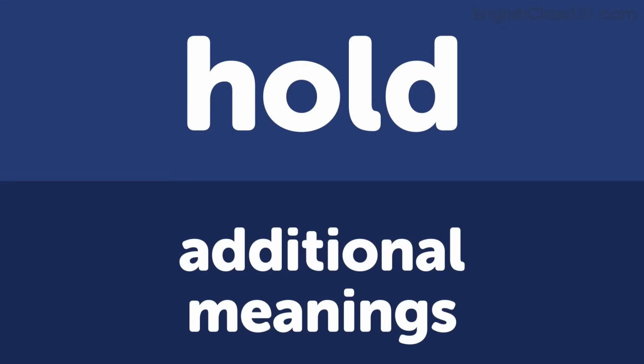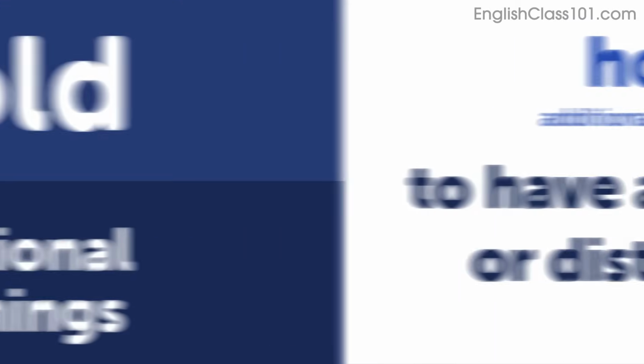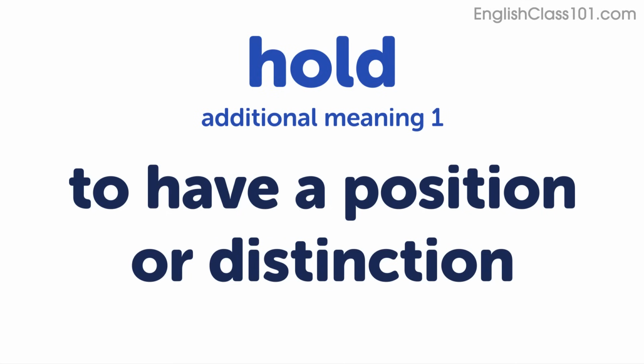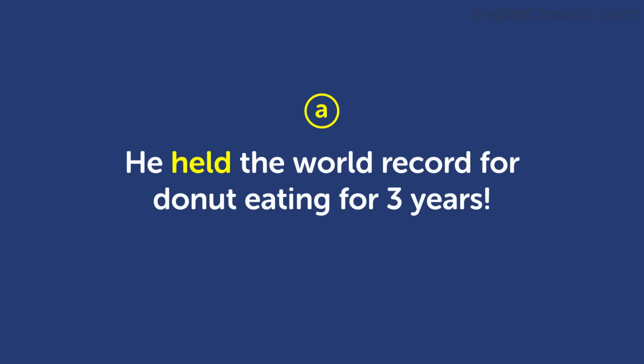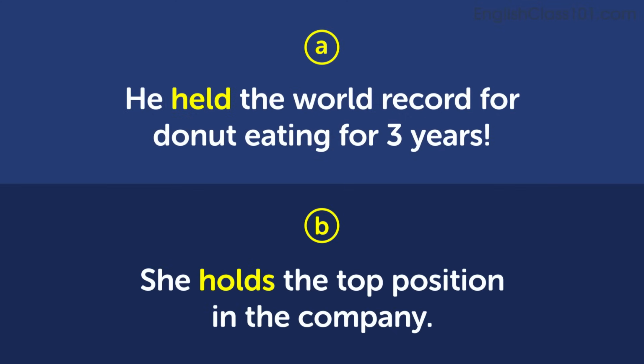So now let's talk about some additional meanings for this verb. The first additional meaning for this word is to have a position or some special distinction. So let's look at some examples of this. He held the world record for donut eating for 3 years. She holds the top position in the company.